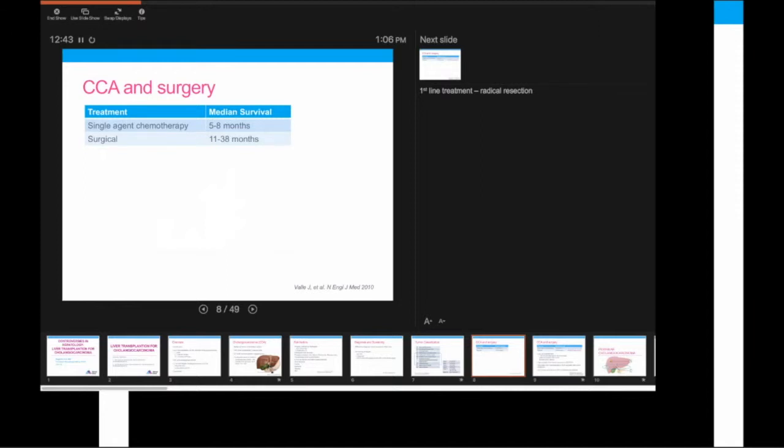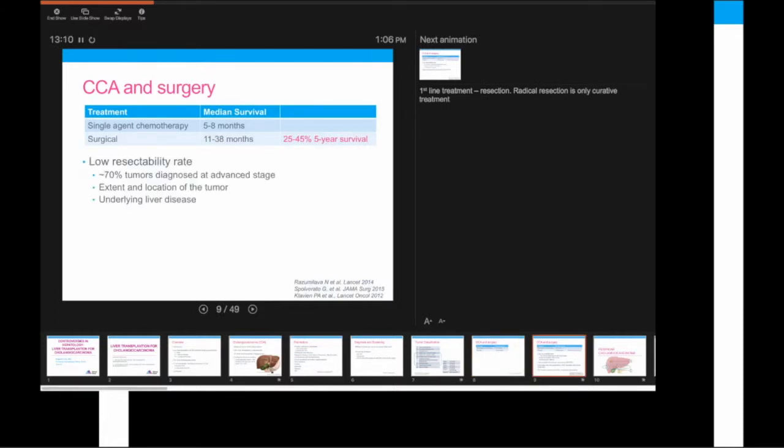So in terms of cholangiocarcinoma and surgery, traditionally and historically, single-agent chemotherapy has not portended a very good prognosis. These patients have a median survival of 5 to 8 months. Surgical resection or radical resection is really the first-line treatment. However, the median survival for these patients is 11 to 38 months. The 5-year survival is reported at most 45% for these patients. This is generally due to low resectability rates.